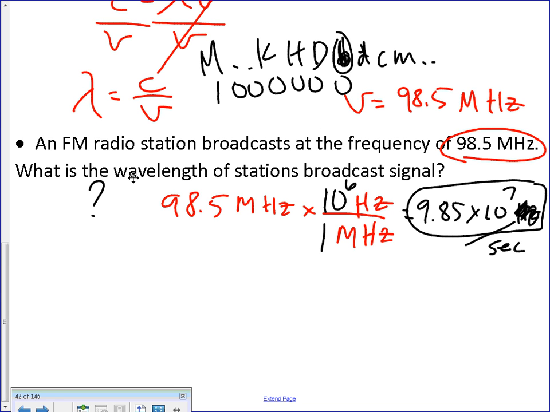Okay. So we would then calculate the wavelength by doing C is equal to lambda times frequency, isolating wavelength just as we did above. The hard part is getting it started. After that, it's just algebra.